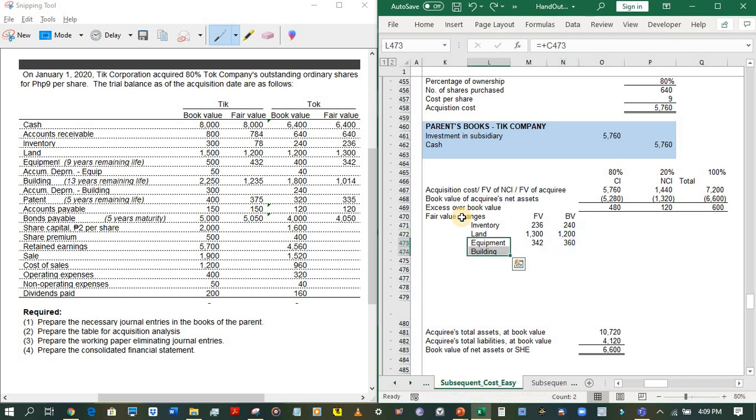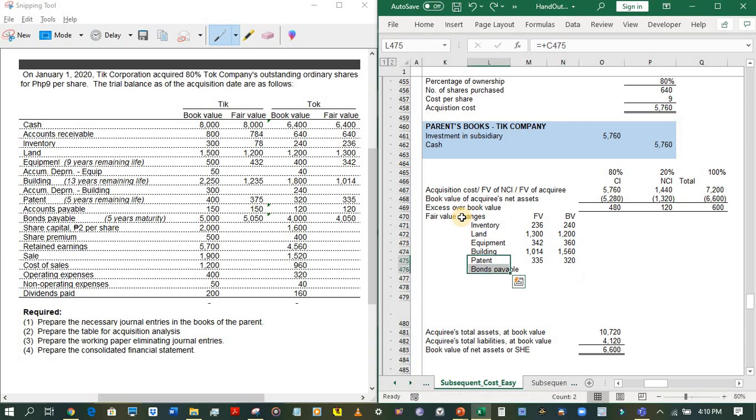The next is the building. The building has a fair value of 1,014 pesos and a book value of 1,560, which is 1,800, the cost of the building, less its accumulated depreciation of 240 pesos. Next is the patent. The patent has a fair value of 335 pesos and a book value of 320 pesos.